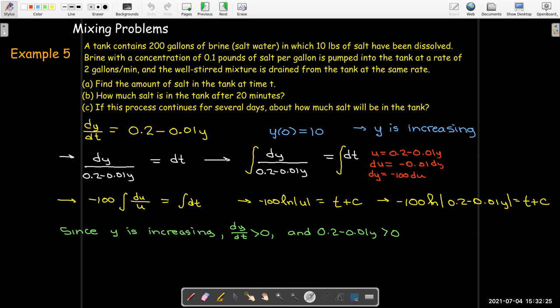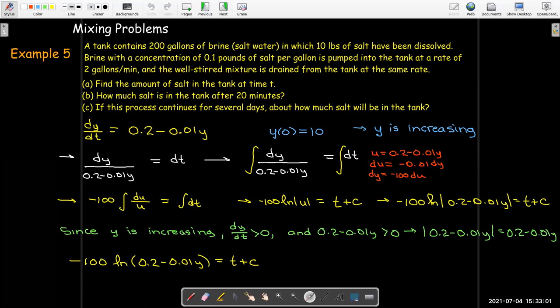Now I'm going to warn you that there could be a case where the amount of salt in the tank is decreasing. And in that case, what would I do? If the amount of salt is decreasing, then this expression would be negative, and the absolute value of it would be the opposite of it. So I would have to take the opposite if the amount of salt is decreasing. But here it's increasing, so the absolute value is just the same expression.